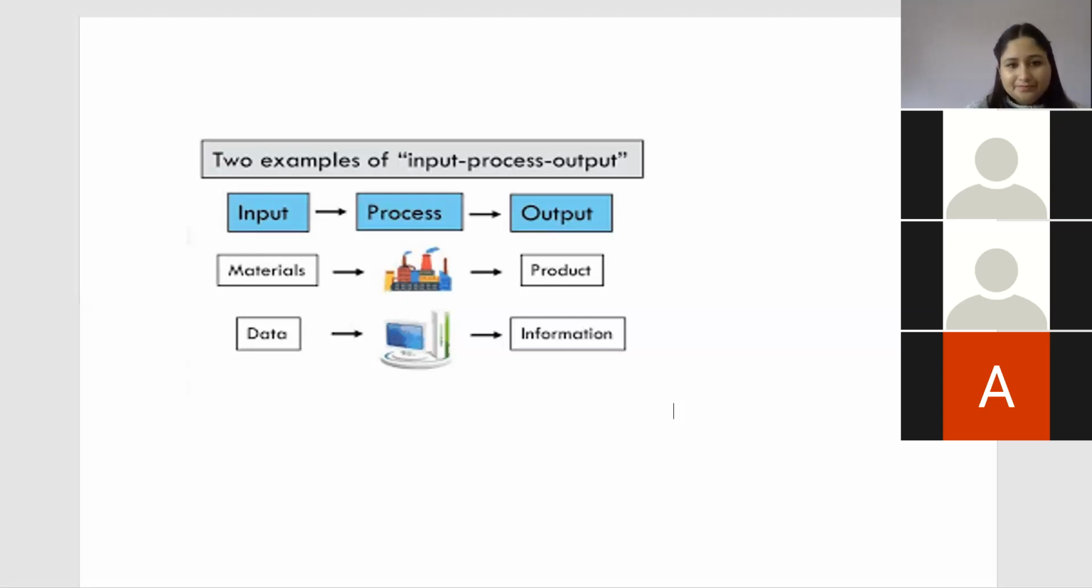This is a very interesting image in front of me. Let me have a closer look at the given picture. After having a look, I can see that it gives information about two examples of input, process, and output. The first example is the materials which are processed in the factories and the products are produced. And the second one is data processed in the computers and the information is released. I can see the different shapes and sizes over here. I can see the 6 arrows and the 6 rectangular boxes. I can see the different colors here. Overall, this picture is very informative and knowledgeable for me.